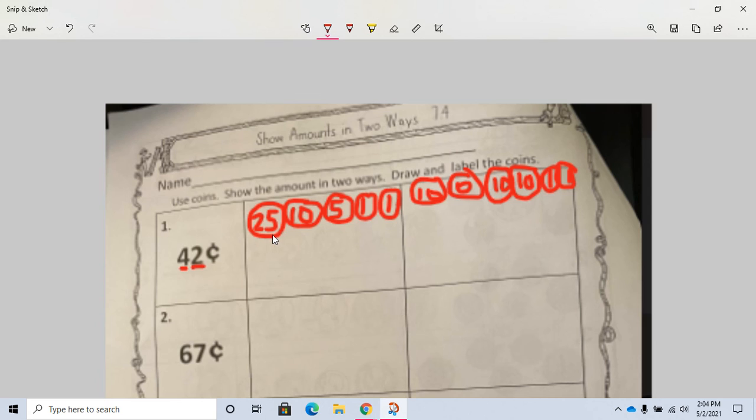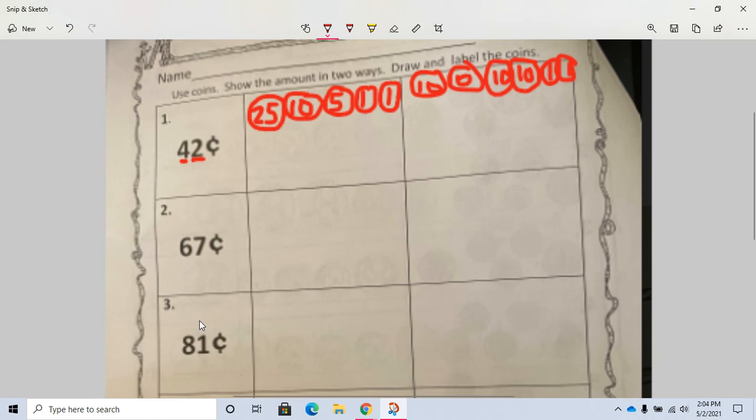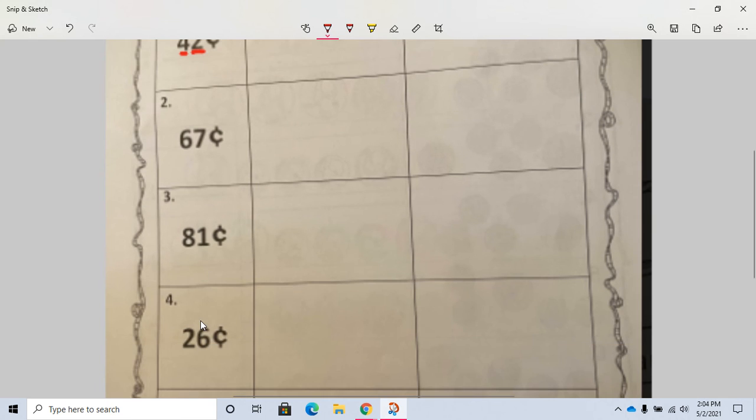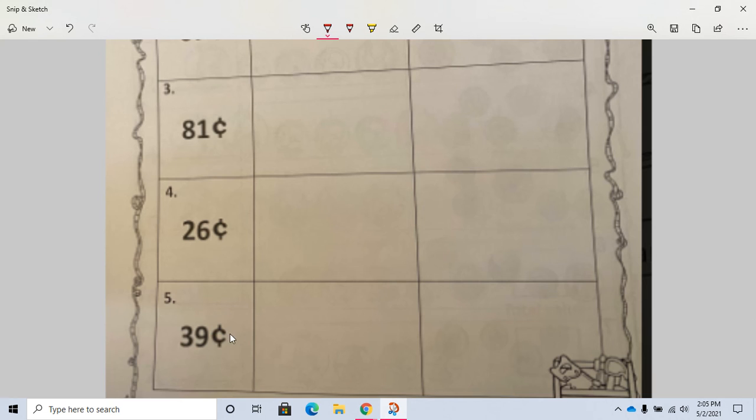Remember, I started with my biggest coin, a quarter, and then we decided what else we needed to add on, going through my coins from greatest to least. And my second way, I looked at how many tens and made that many dimes, and how many ones and made that many pennies. Your job now is to decide which strategy works best for you. And you need to show 67 cents 2 ways, 81 cents 2 ways, 26 cents in 2 different ways, and 39 cents in 2 different ways.